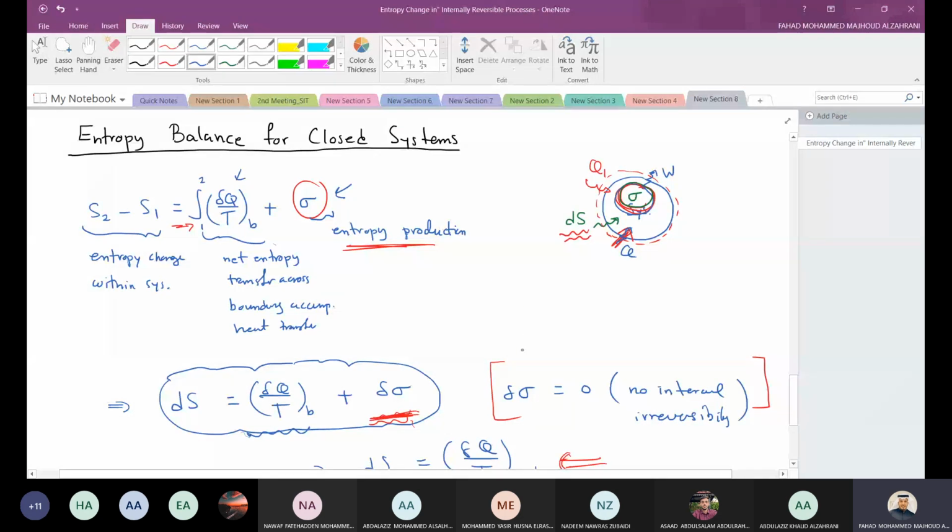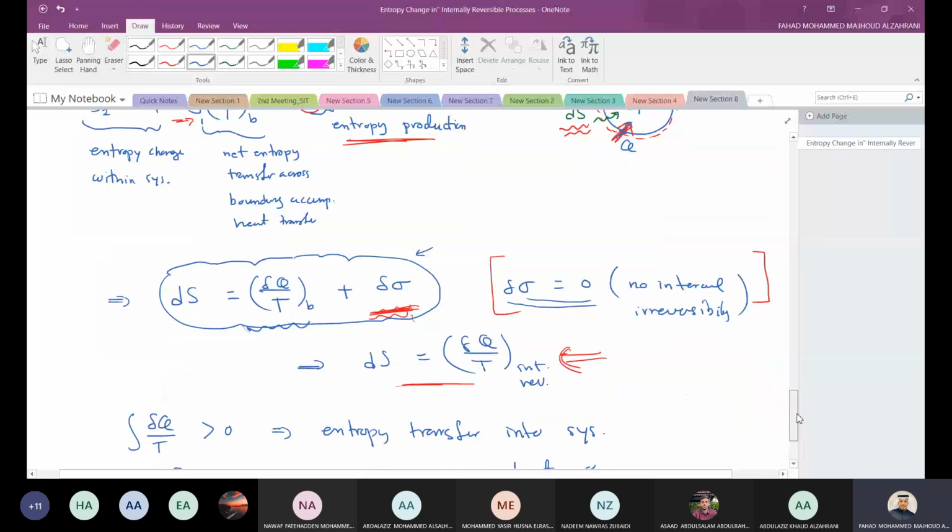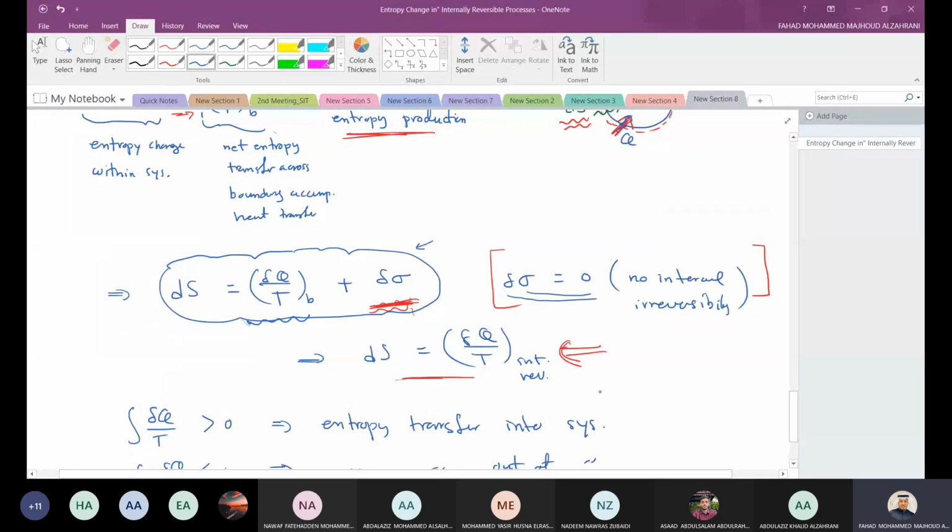Okay, so in differential form, the equation can be written like this: dS is dQ over T plus d sigma. And we said now if there is no internal irreversibilities in the system, this term sigma or d sigma will equal 0. And then we end up with the basic definition for the entropy for an internally reversible system, a system with no internal irreversibility. Is this clear?